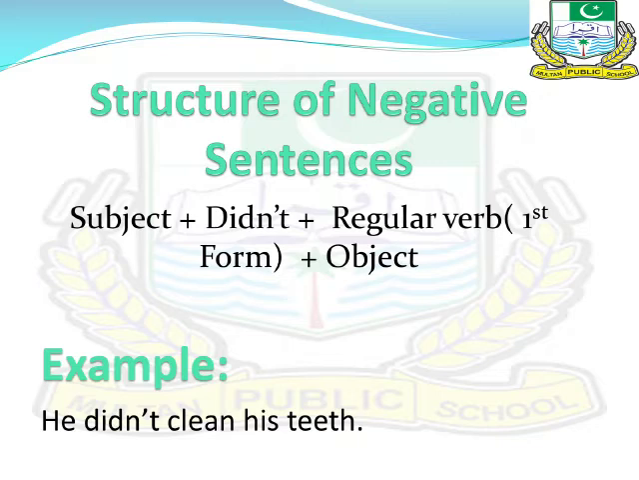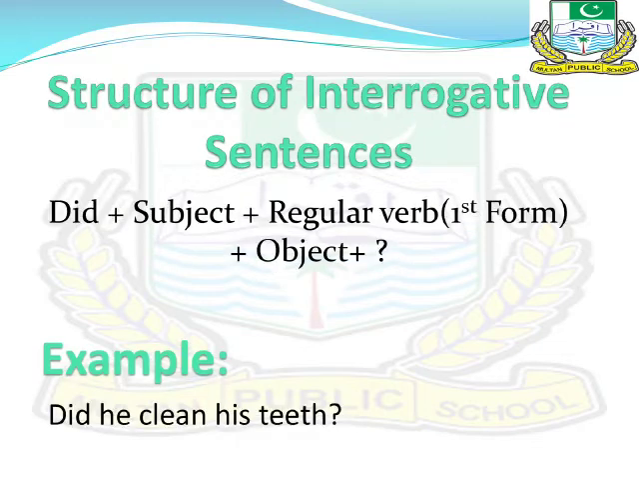Now we will discuss about the structure of negative sentences. First comes subject, then didn't, then regular verb, that is in the first form of verb, and then object. For example, he didn't clean his teeth.